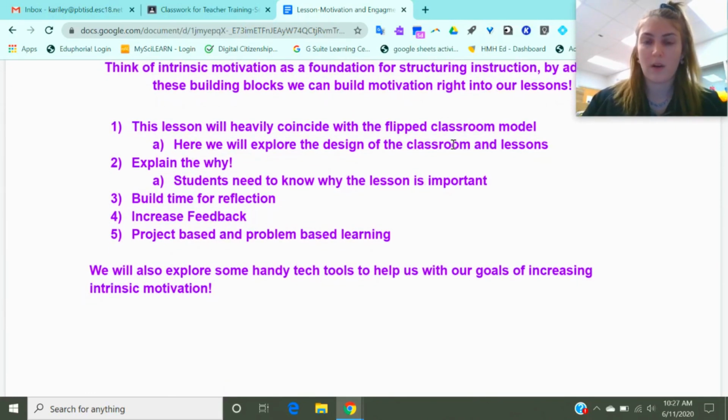And what I'll point out is that I think the flipped classroom model works the best just because it gives us that flexibility that we so desperately need right now, whether we're in class or online. And I'll definitely explain more about that later.